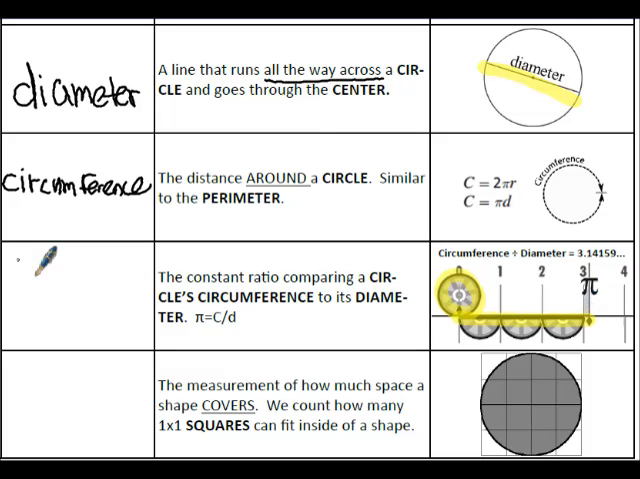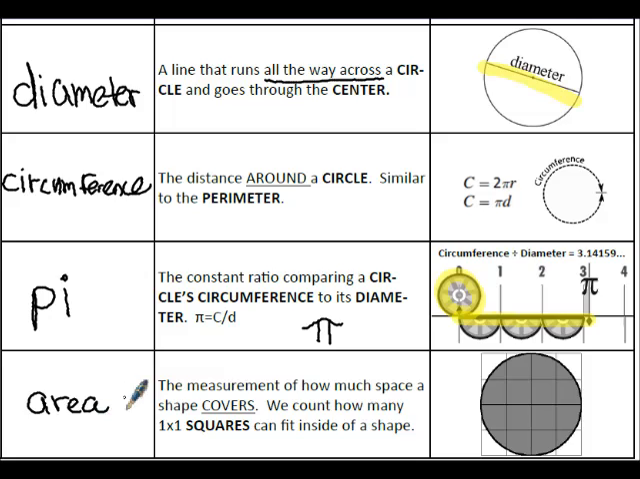And that little bit more that the circumference has that the 3 diameters don't is where we get to pi. So we see that pi is a little bit bigger than 3 because there's a little bit more than 3 diameters that fit on that circumference.